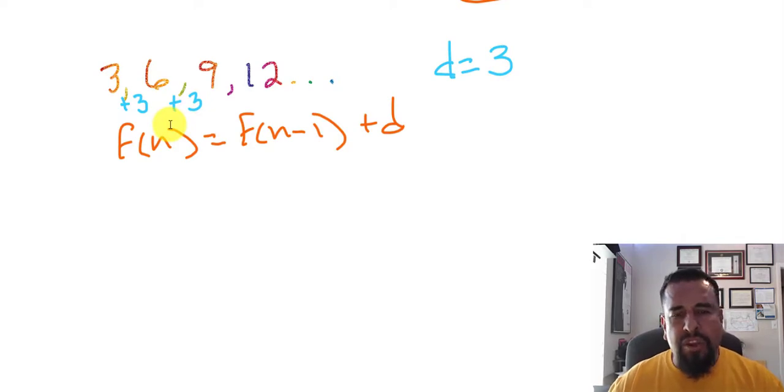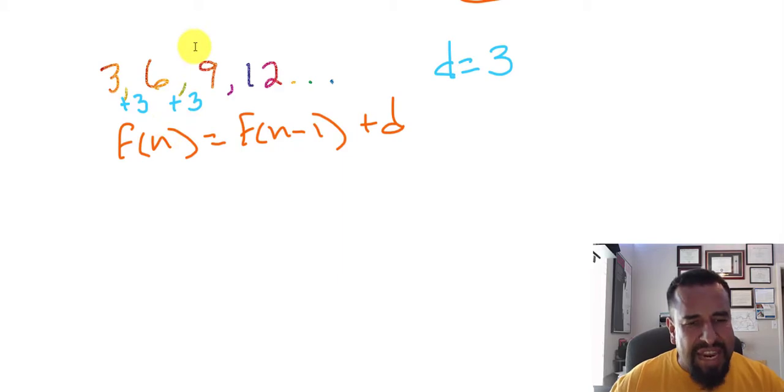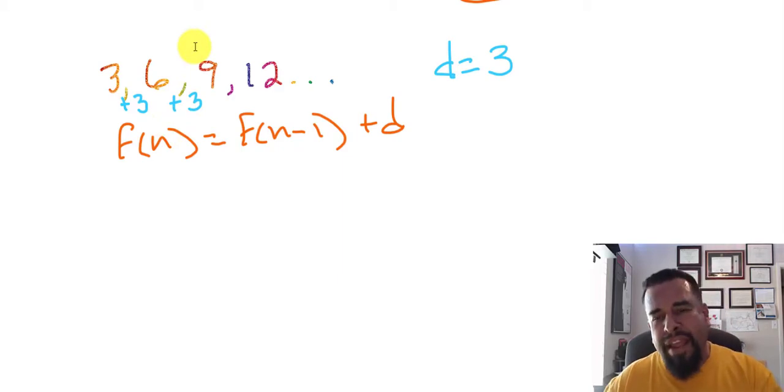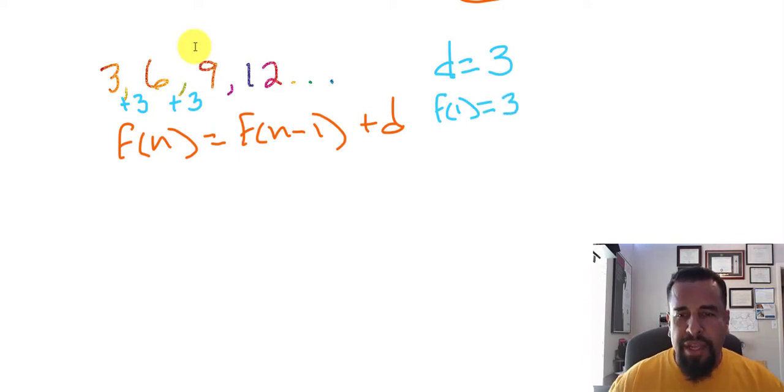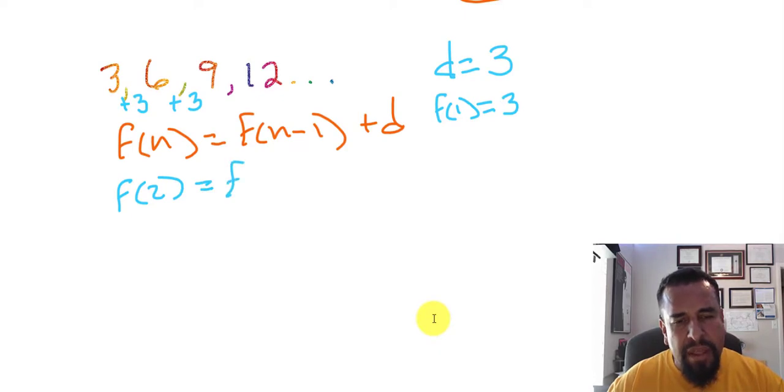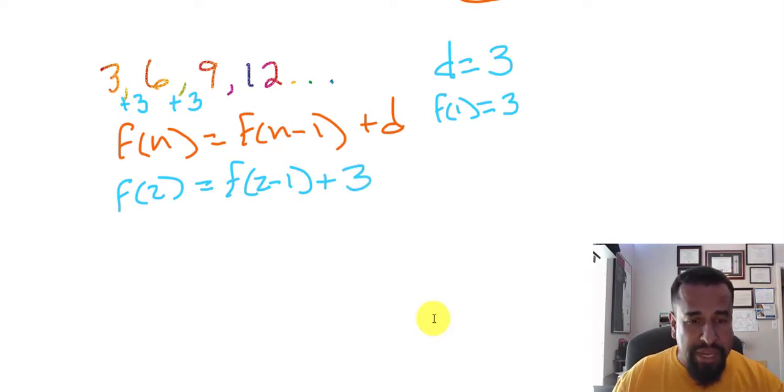Now, let's go ahead and plug this in. So let's say I want to find the second one. So, oh, and my f of 1, don't forget the f of 1, of course. The value of the f of 1 is also 3. Okay, as you can see right here, f of 1. So let's find f of 2, see if it works. f of 2, that would be f of 2 minus 1 plus the common difference, which happens to be 3.